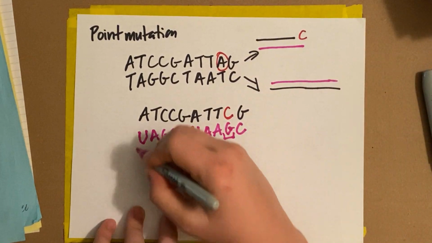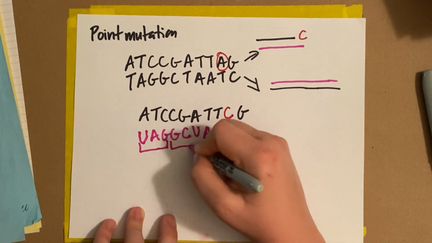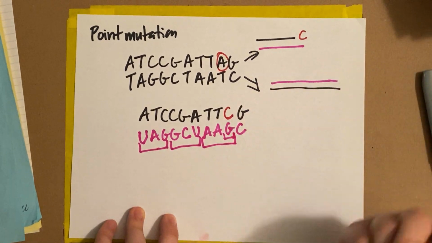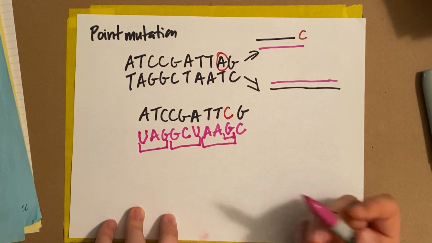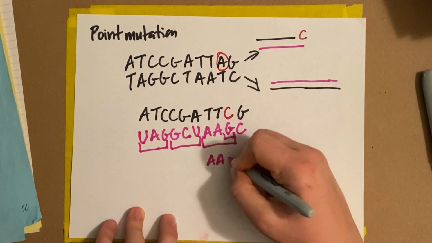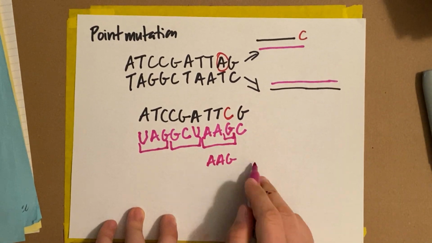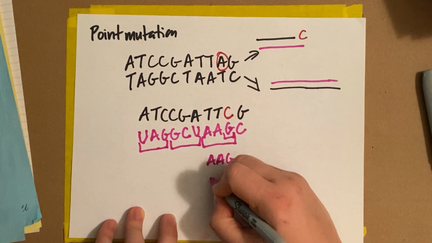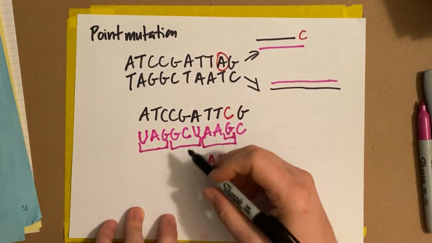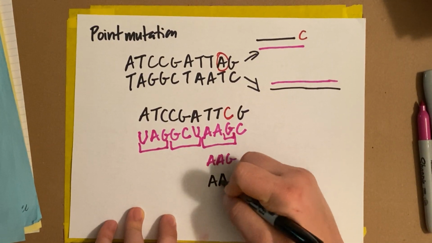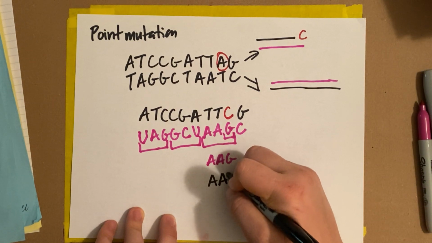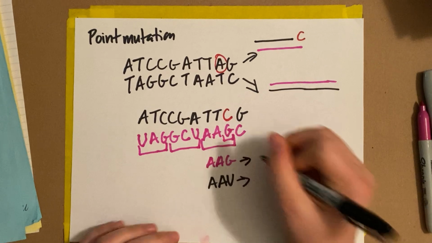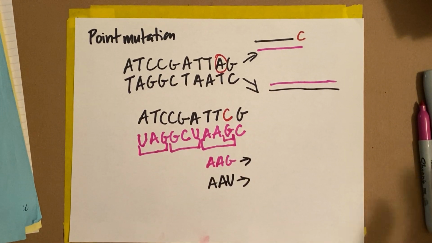When we go through and read our codons, this letter right here is now different. So we could ask, what is the amino acid for the codon AAG, and what would our normal one be? Our normal one would have actually been AAU. Let's see if these are different. All we did was change one base.